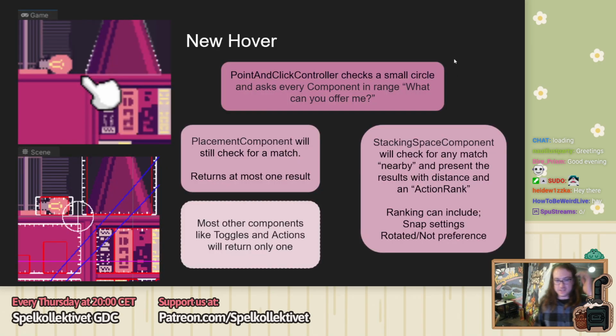So the new hover system, I've got a game view and a scene view. Basically, what I'm starting to do is, when your mouse is at a certain point, I'm taking a small radius, doing a circle cast, just checking for all the 2D colliders, and basically I'm saying to every single interactable object with a collider nearby, hey, what options have you got for me, how far away are they, and which ones would you prefer?